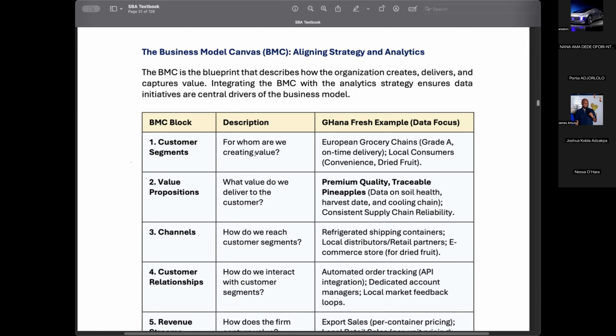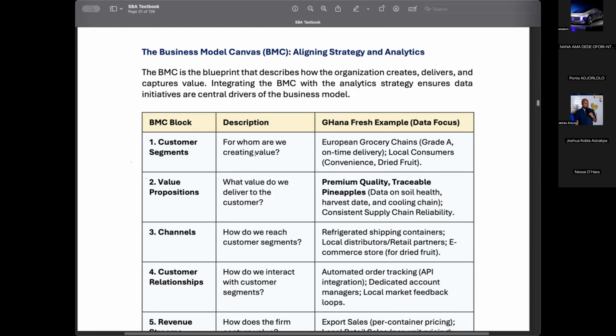Consistent supply chain reliability, smooth flow of the supply chain. If you are moving the products from Kumasi to Accra, or from Techiman to Accra, what kind of journey is it? Can they monitor that you have been able to deliver it successfully? So these things may come up.